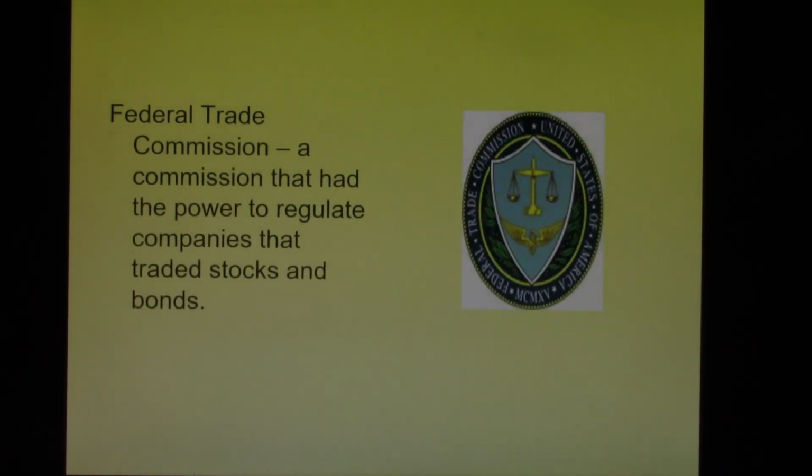The Federal Trade Commission is going to regulate those people who deal with stocks and bonds. There are certain things you can do, certain things you cannot do. And this is outlined by the Federal Trade Commission.